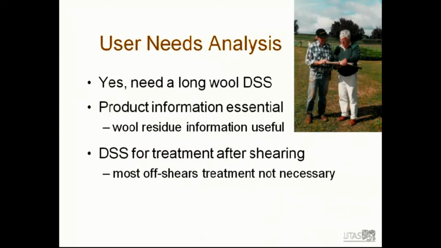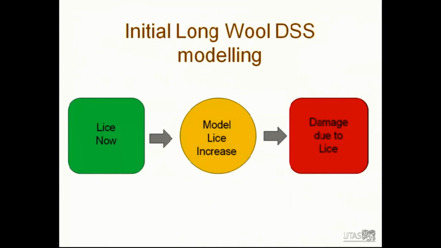Now, we did a user needs analysis to see what people really wanted, and they said yes, they definitely did need this long wool decision support system, but they're also desperate for better information about the products they use, because as I said, all treatment involves some sort of pesticide, and each of them has different problems, issues with hold periods and so on. But they also said they'd like a decision support system for treatment immediately after shearing, because as I said earlier, about half the treatments after shearing are not actually necessary, and so they needed better information about whether they needed to treat or not at that point.